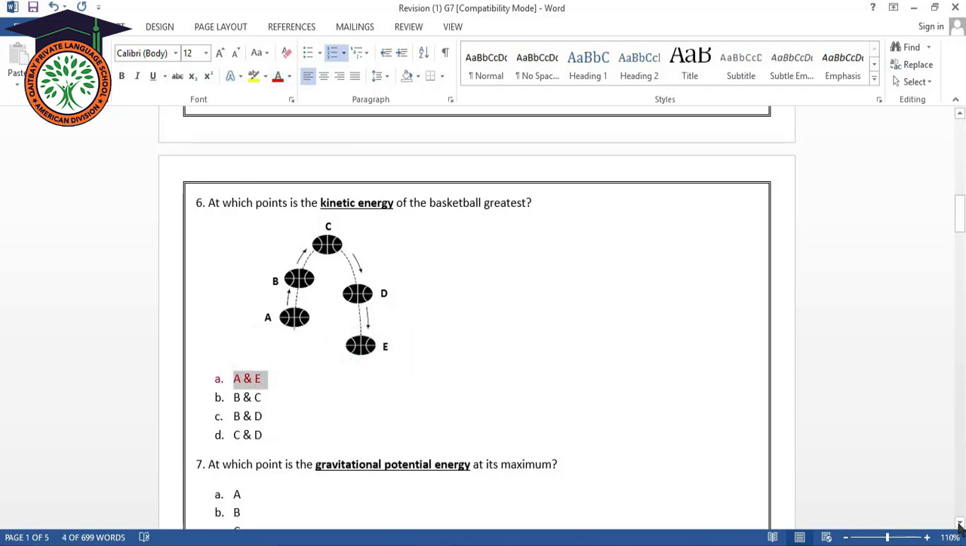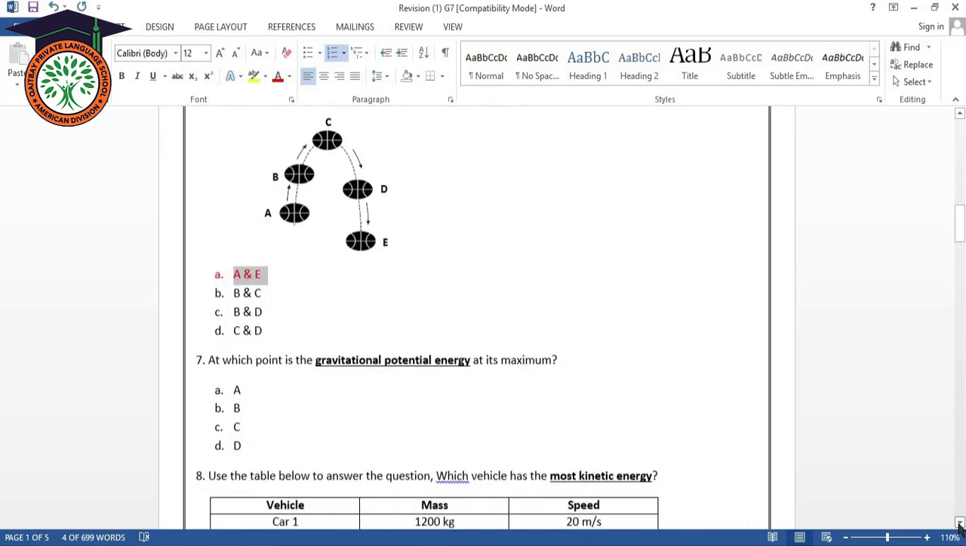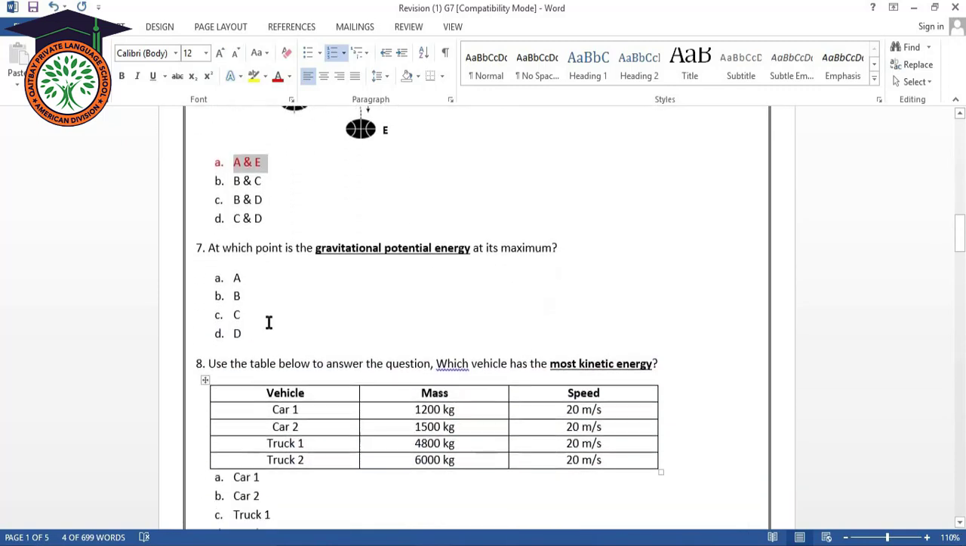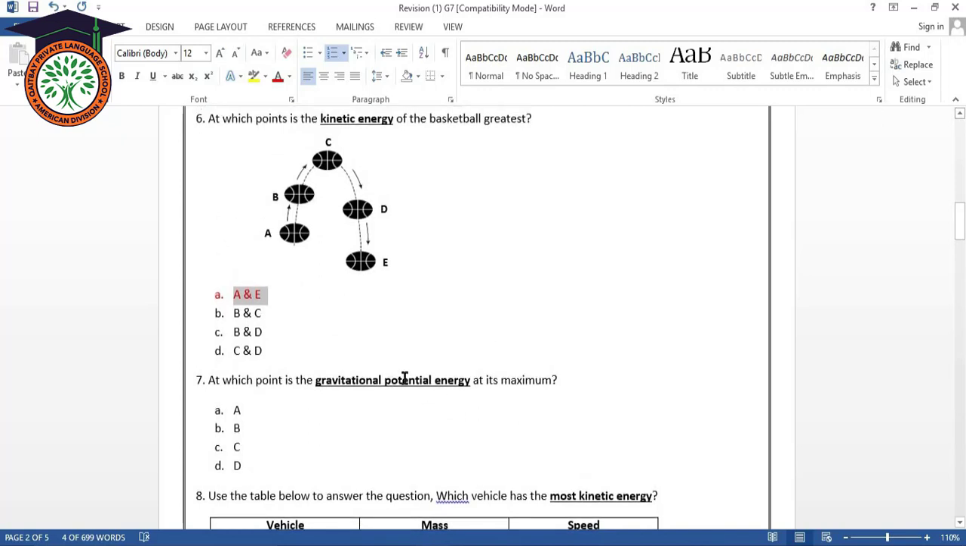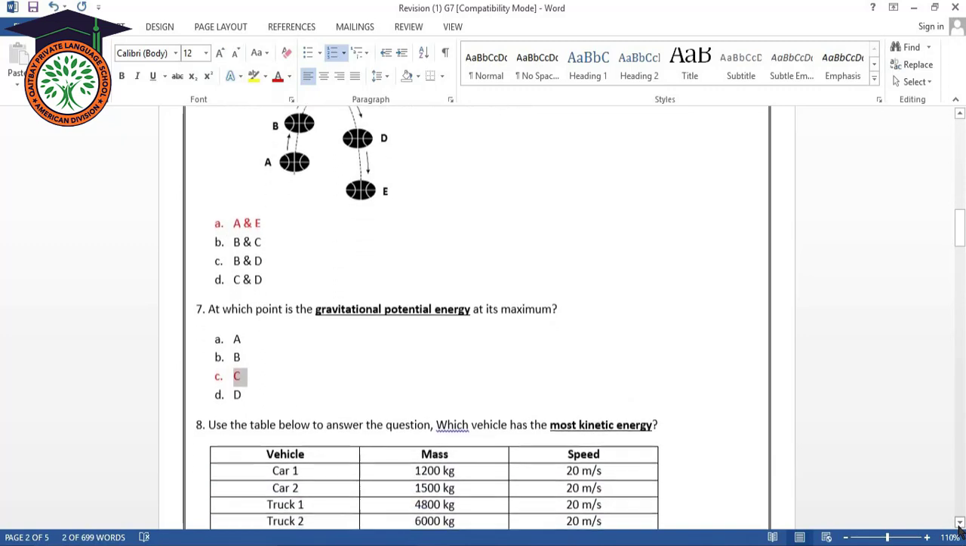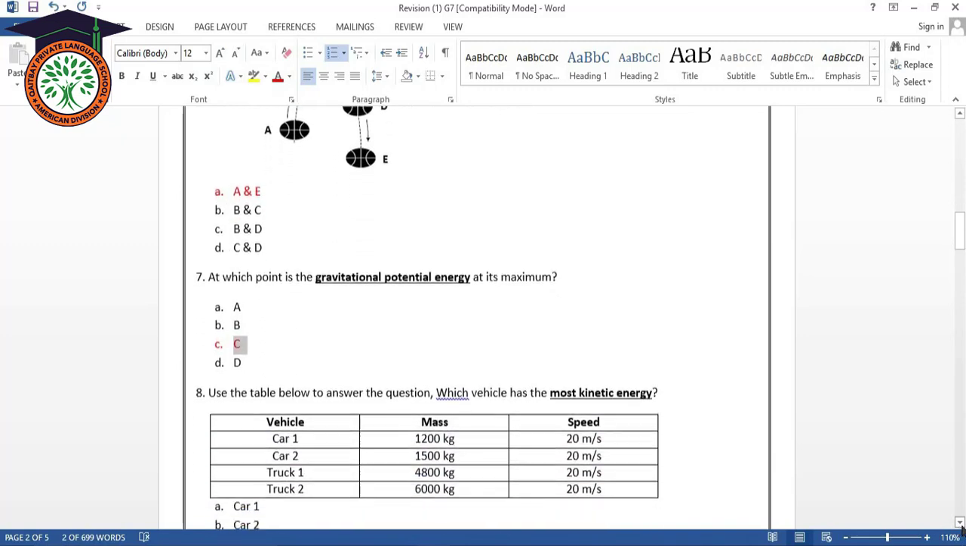Okay. Then question number 7 said, at which point in the same one is the gravitational potential energy the maximum? If we return back to the picture, you will find that the gravitational potential energy will be the greatest at point C. So this will be the answer. Okay, let's move to question number 8.